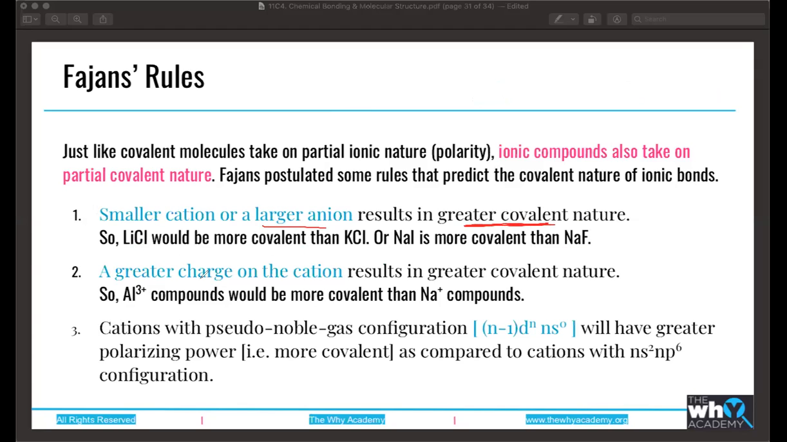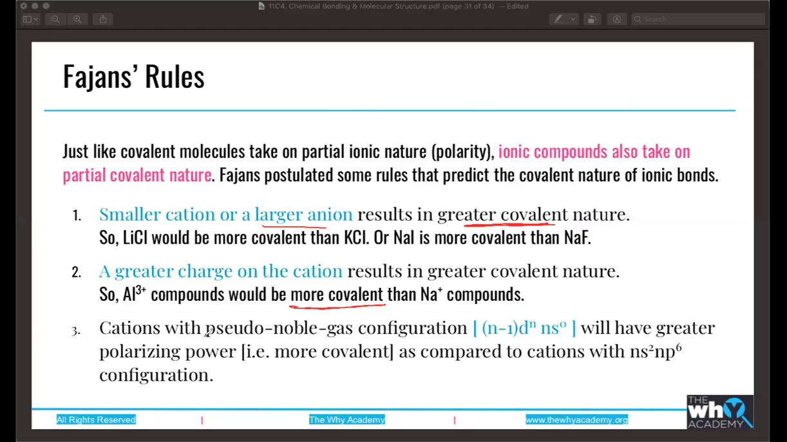Similarly, a greater charge on the cation results in a greater covalent nature. So within cations or anions, if you have aluminium 3 plus compounds, you can expect more covalent nature of these compounds as compared to Na plus compounds.